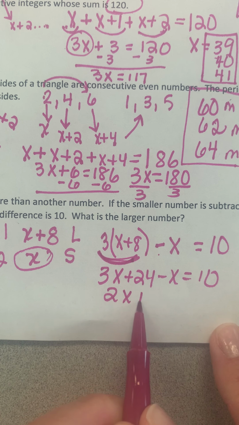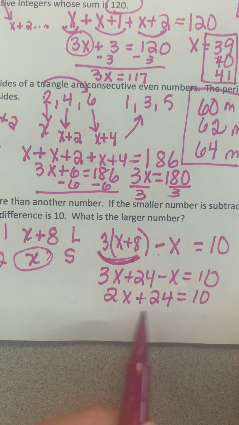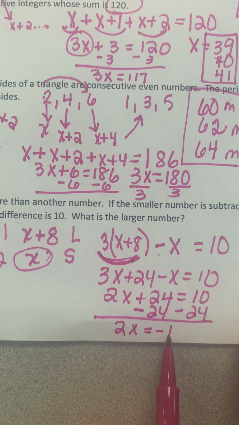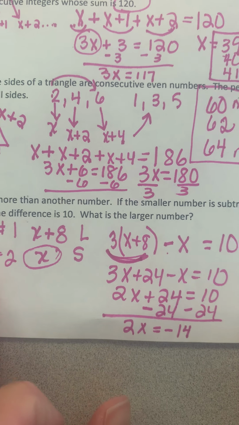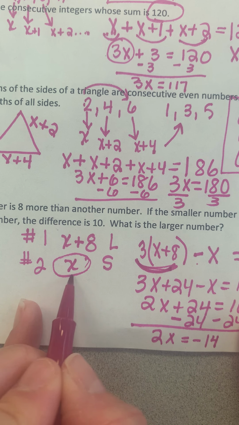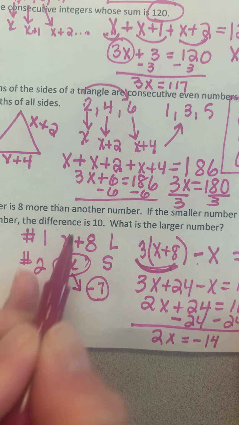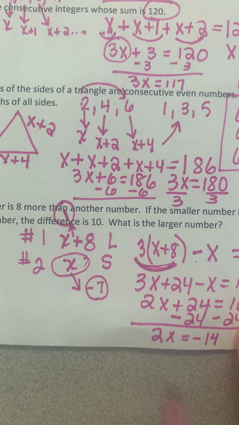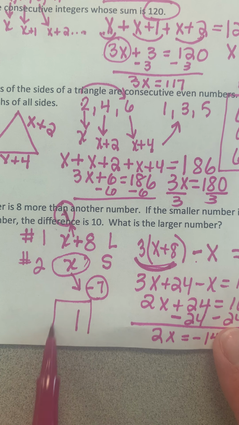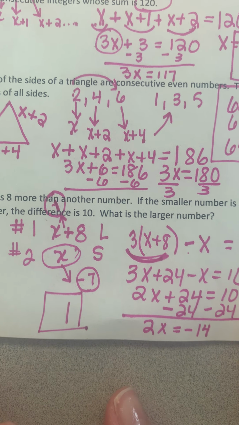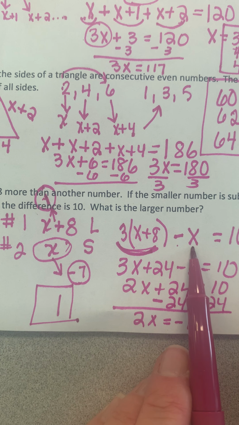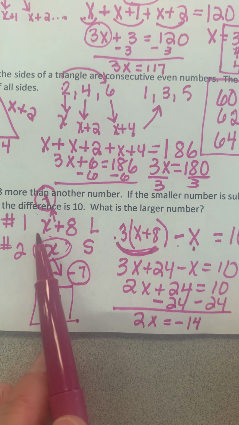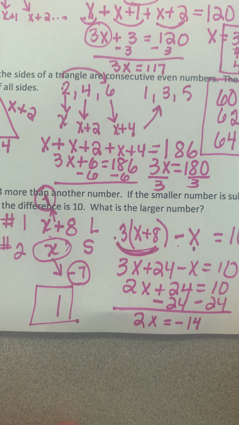Combine like terms. Subtract 24. So you get 2x is negative 14. So you should get x is negative 7. So this here is negative 7. This would be negative 7 plus 8, which is 1. So which one's the larger? 1. Okay? You might have to rewind that to see that, but the smaller number is subtracted from 3 times the larger. Because the larger number has 2 terms, you need to use parentheses.